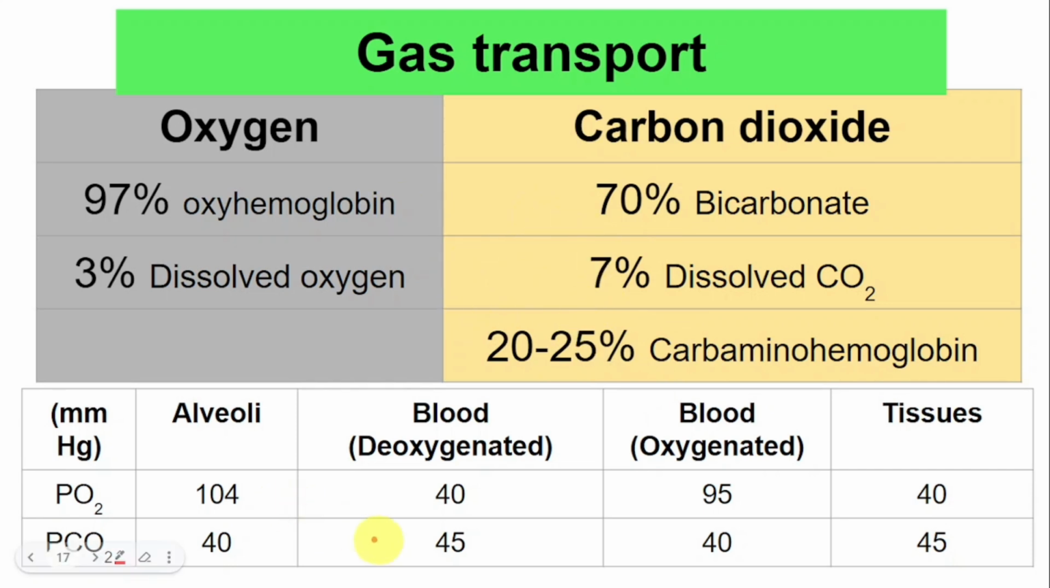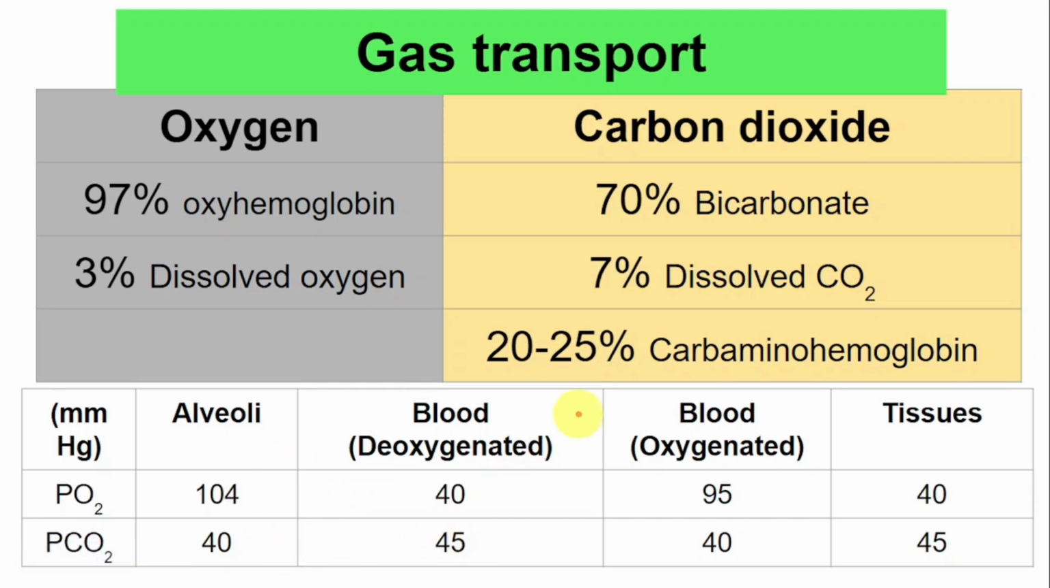So additional information you need to attempt this question is the partial pressure of both the gases, oxygen and CO2. So see, the partial pressure of oxygen is 104. This is higher. So diffusion will always occur from high concentration to low concentration. So automatically oxygen will move in. And if you compare the values of carbon dioxide, it is 45 in deoxygenated blood and 40 in alveoli. So it will favor diffusion from blood into alveoli. So this is how gas exchange occurs in the lung.